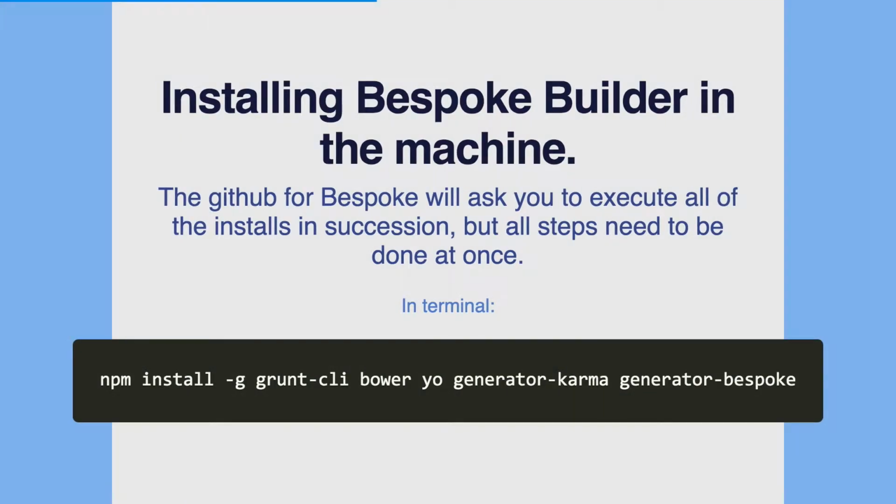You also need to install the Bespoke builder next. The GitHub page for Bespoke will ask you to execute installing Grunt and Bower and Yeoman and Bespoke separately, but they don't really have the peer files all together if you do it all separately, so you need to do it all at once using this command in terminal.